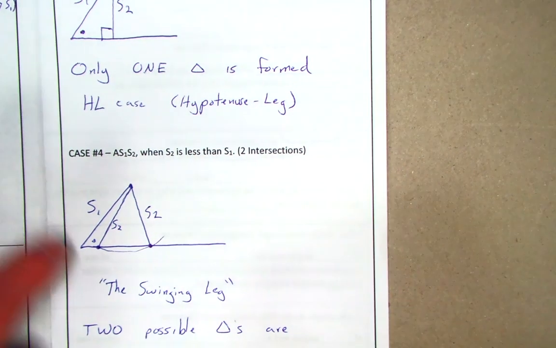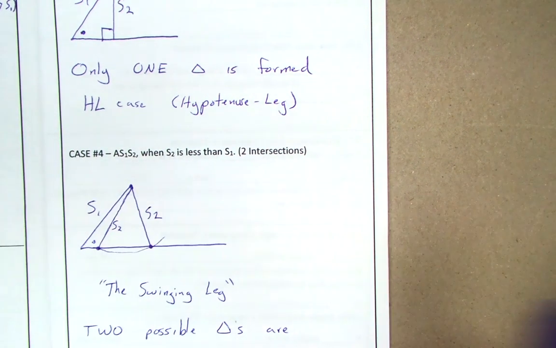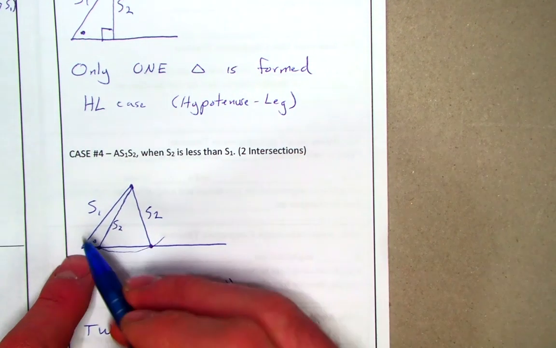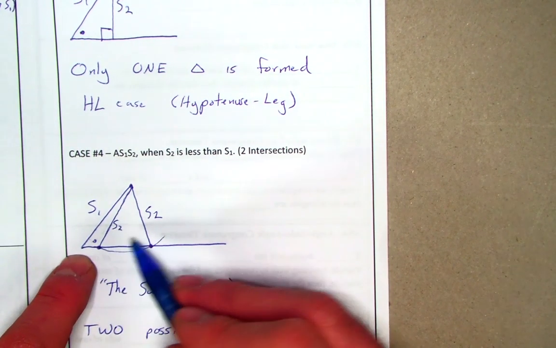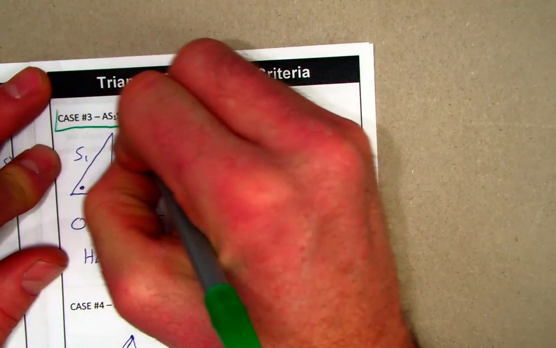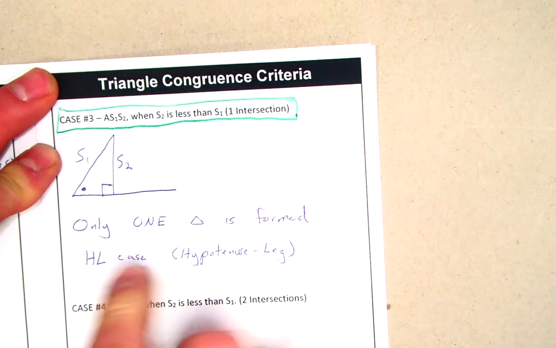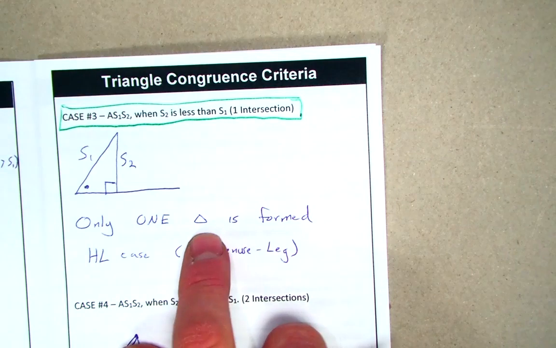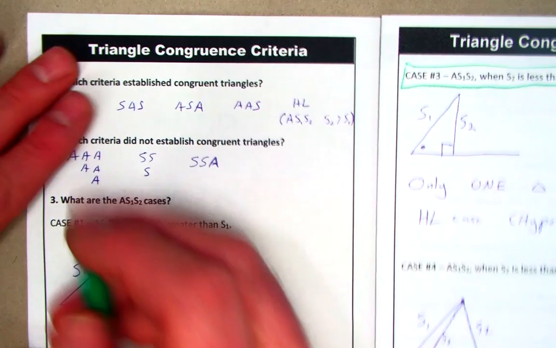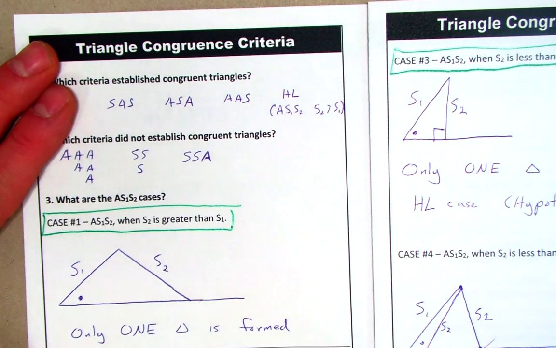Okay, so what that means is, if that's the information you're given, you can't determine if the two triangles are congruent, because one could be this obtuse triangle, and then one could be this acute triangle. So the two that work, the two that are good, are case number 3: if that's the information you're given, only one triangle is formed, therefore two triangles with that same information have to be congruent. And then case number 1, two triangles with that information have to be congruent.